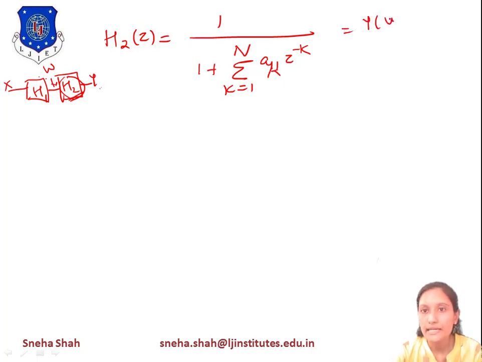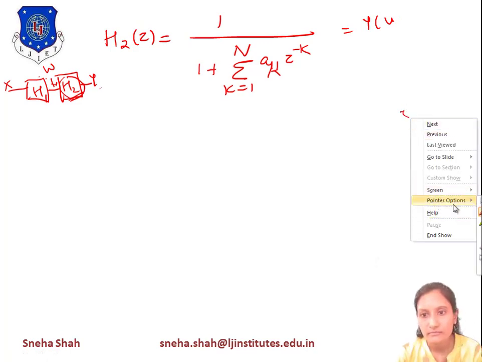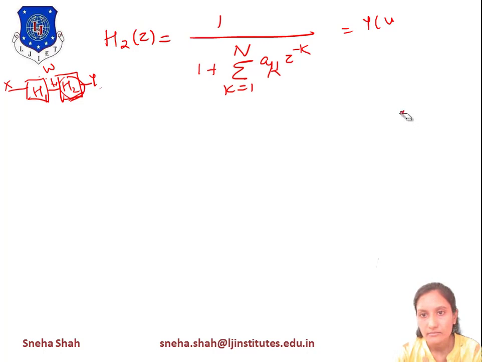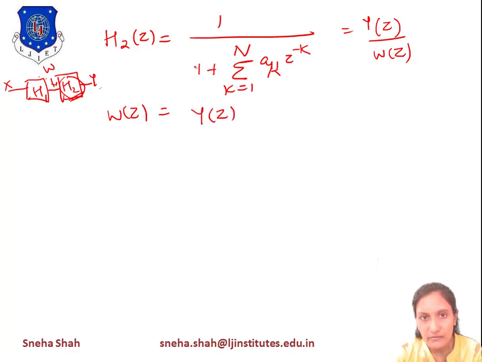So over here we will take Y of z divided by W of z. Now we will cross multiply these two terms: W of z into 1 gives you the output W of z. This will multiply over here and give you 1 into Y of z, which means Y of z, plus summation k equals 1 to N, ak z raised to minus k into Y of z.